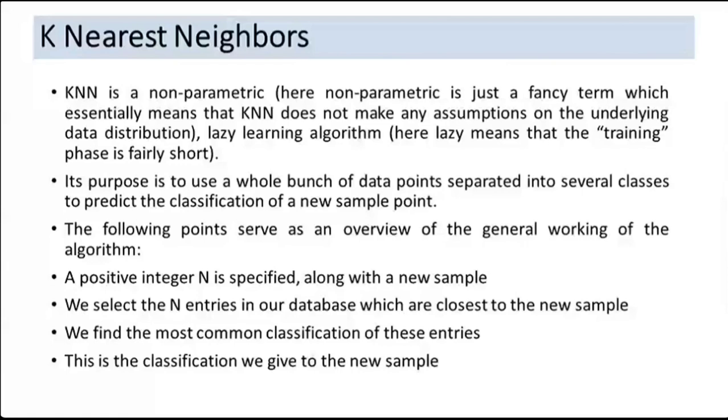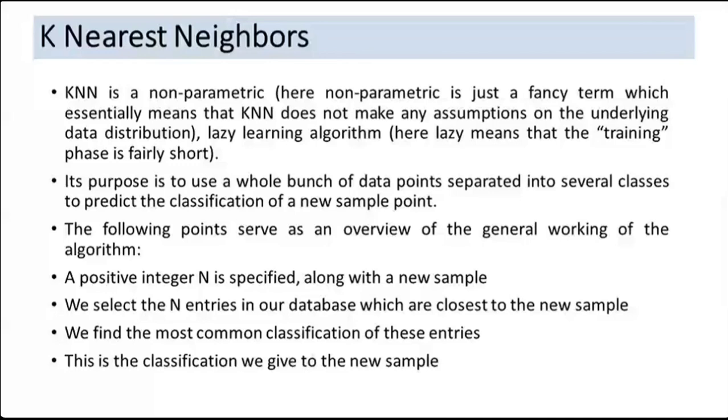The next algorithm, KNN, is non-parametric, which essentially means it does not make any assumptions on the underlying data distribution. KNN, the K nearest neighbors, is a lazy learning algorithm. Lazy means the training phase is very short, so it is considered fast. Its purpose is to use a whole bunch of data points separated into several classes to predict the classification of a new sample point.